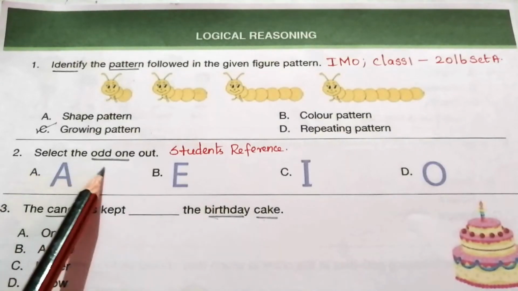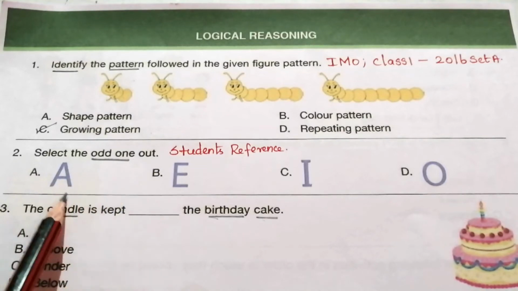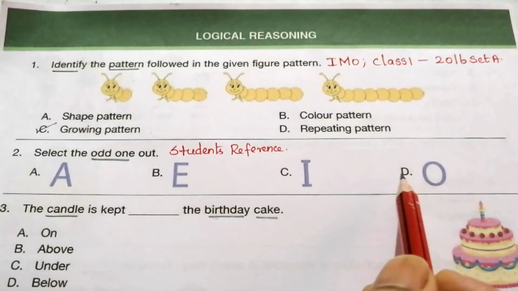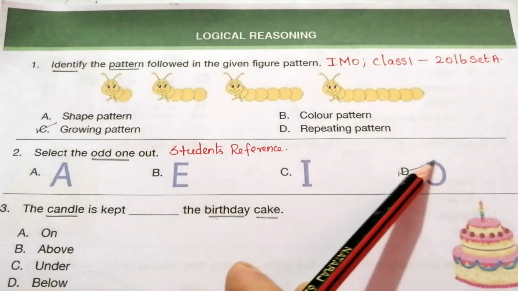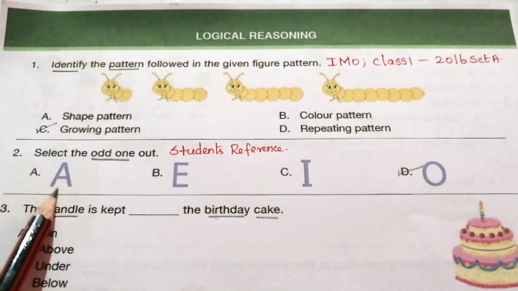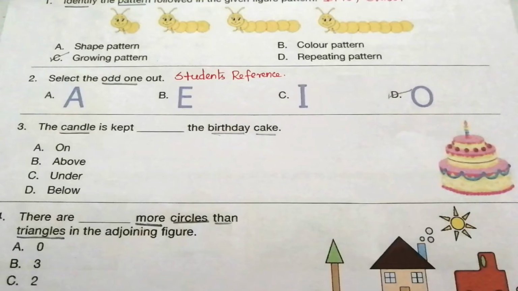2. Select the odd one out. You look at the given 4 options and try to find out the answer. The answer is D, O, because the letter O is made up of a curved line, but these three are made up of only straight lines.